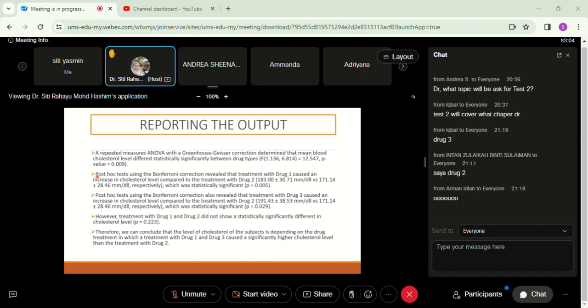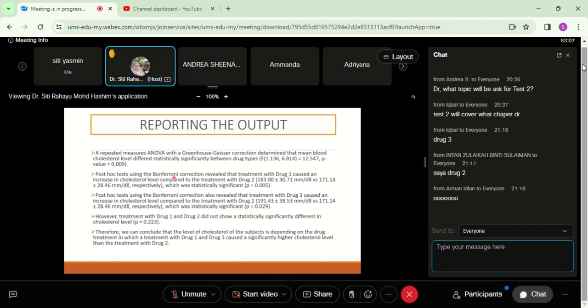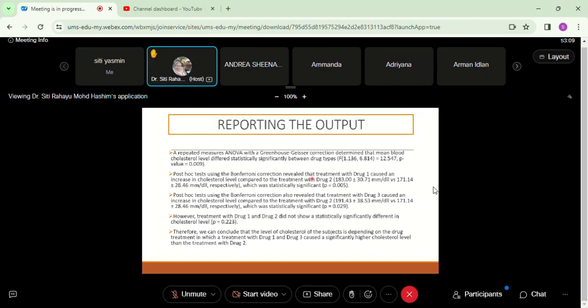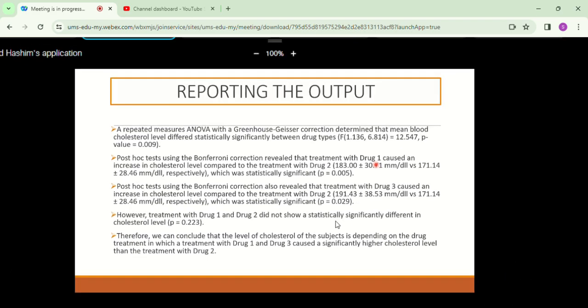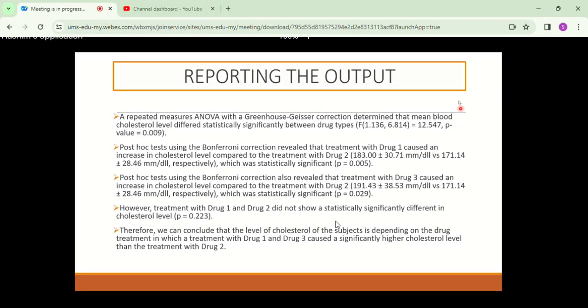Now, the second one is post hoc test using the Bonferroni correction reveal that treatment with drug 1 caused an increase in cholesterol level compared to the treatment with drug 2, which was statistically significant.